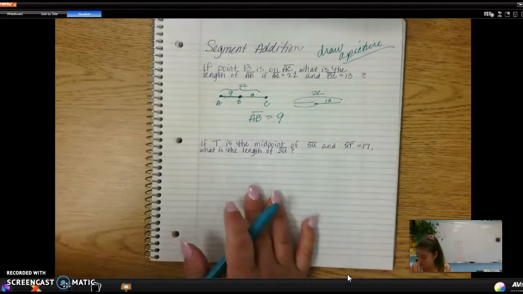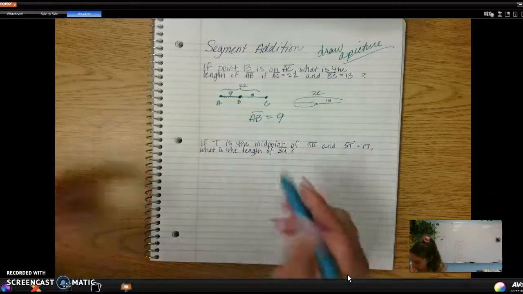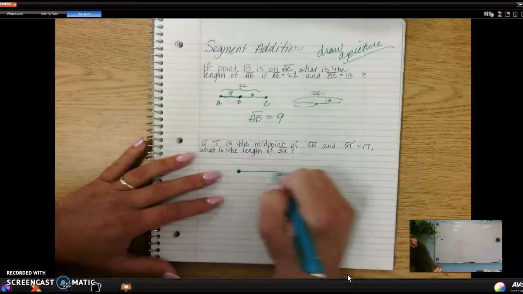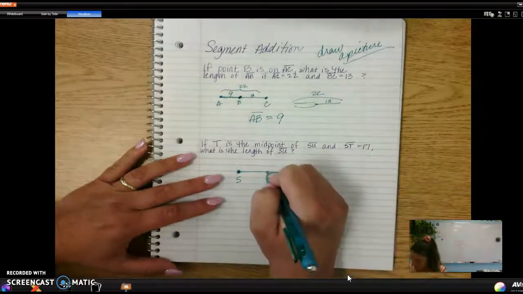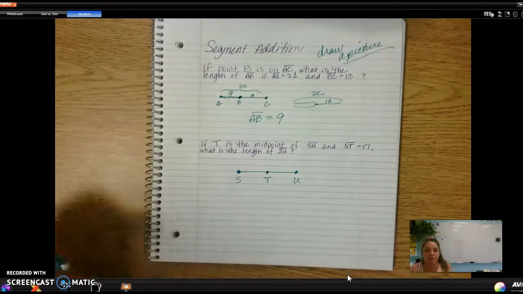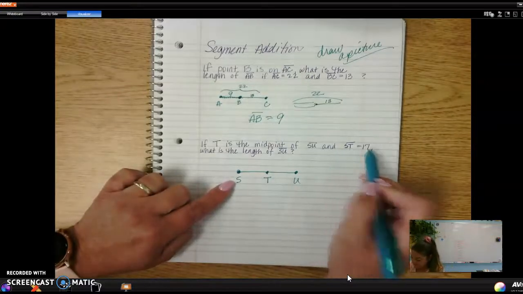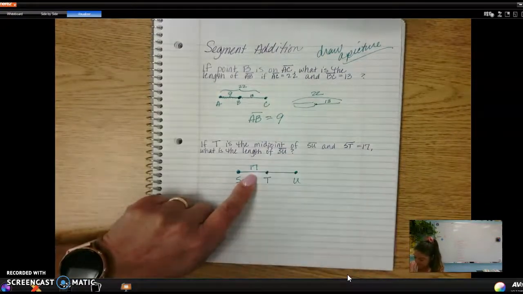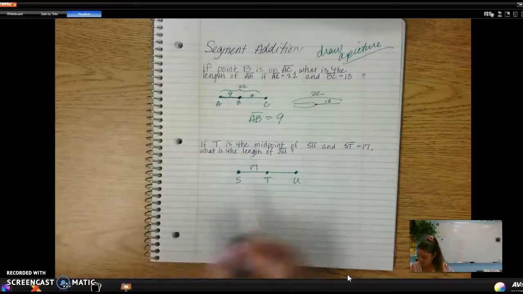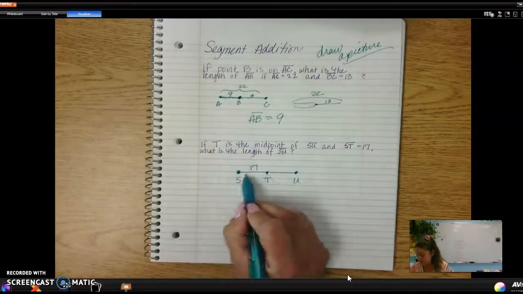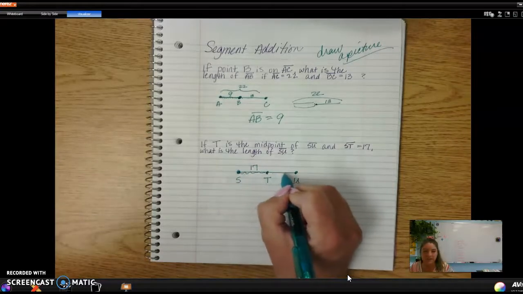If T is the midpoint of line segment SU, oh, I can do this. Here's SU, and T is the midpoint. So midpoint means middle, right? Right smack in the middle. And line segment ST is 17, so I'm going to label this. That's it? That's all they gave me? What is the length of SU?